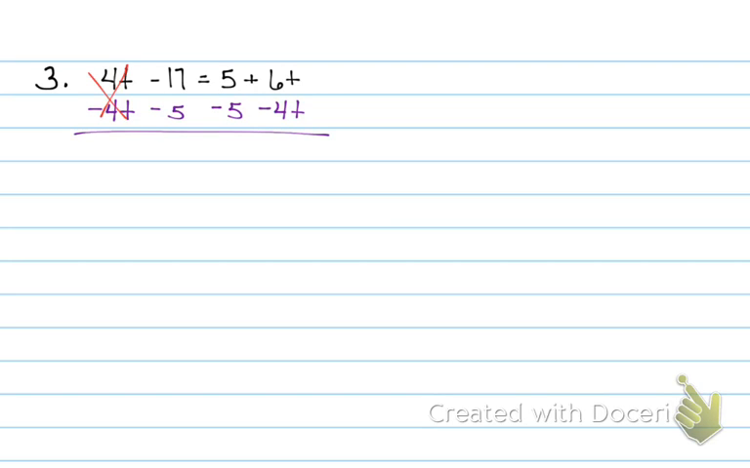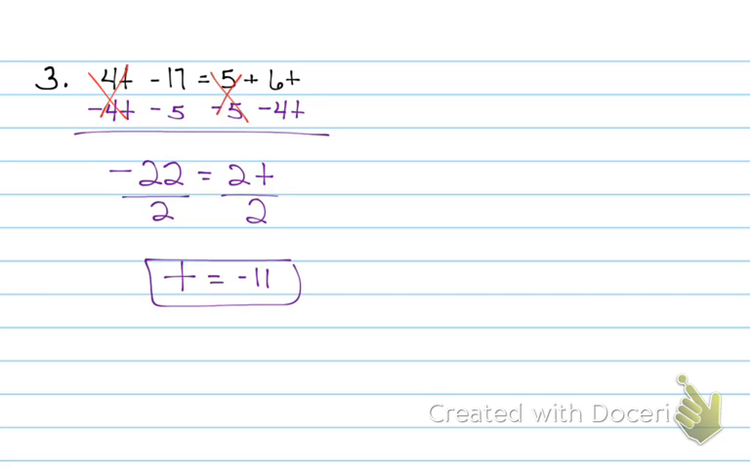Now again, guys, your integer rules. 6 minus 4 is 2. Negative 17 minus 5 is negative 22. Divide both sides by 2. t equals negative 11. Who got that right? Negative 11. Okay, make sure you leave room to check. You need to go back and check.